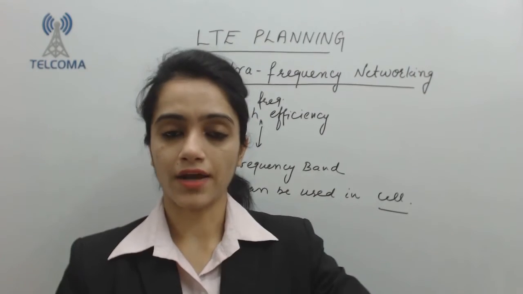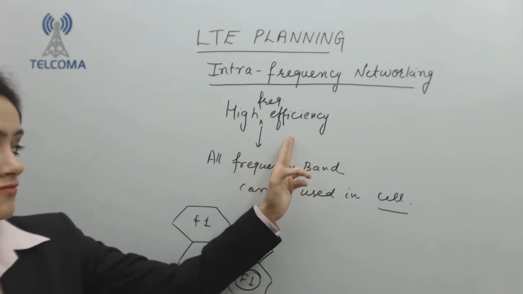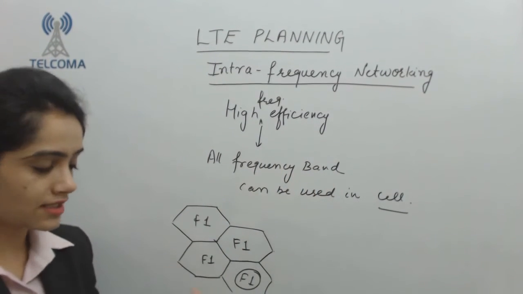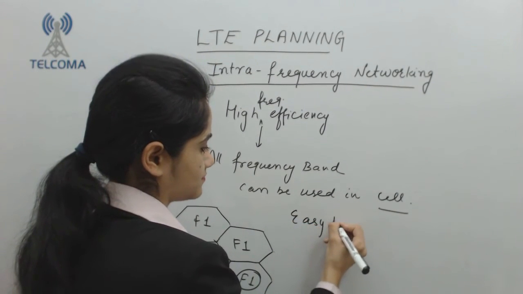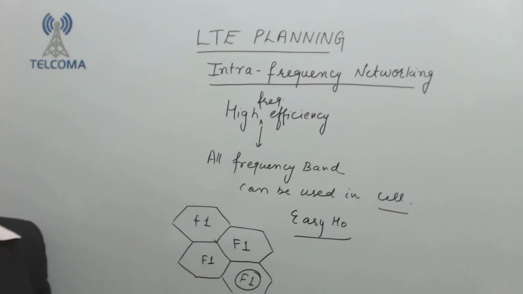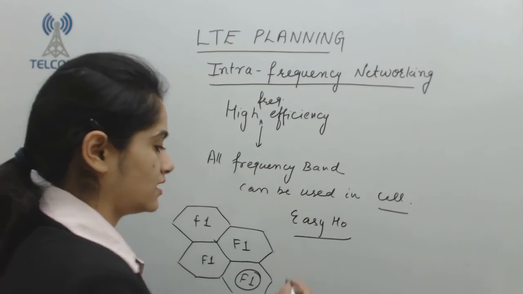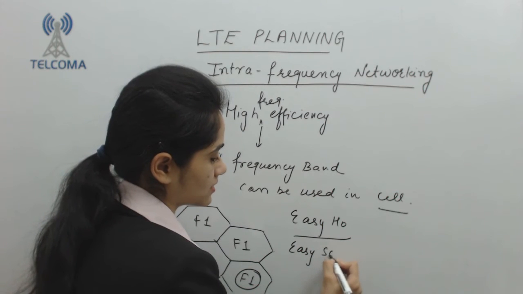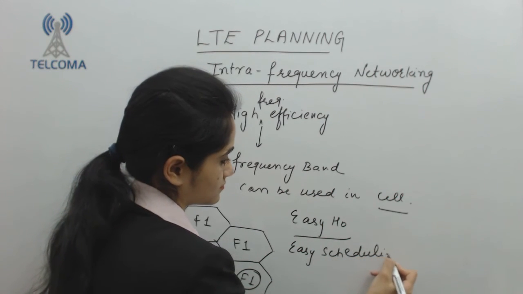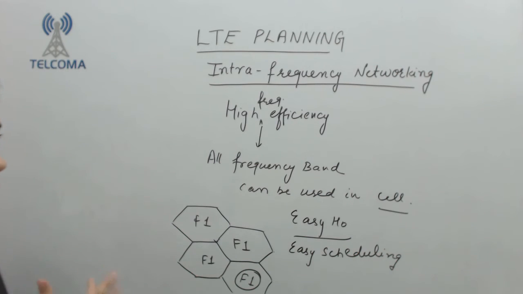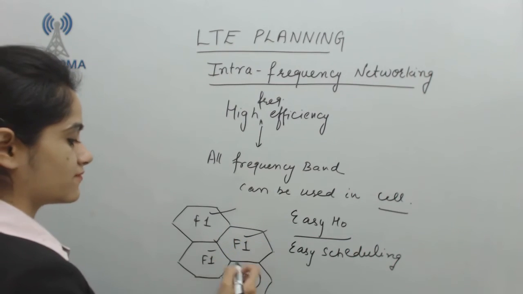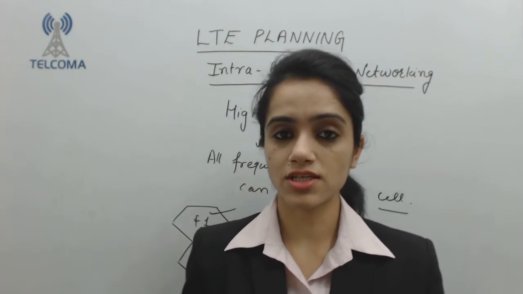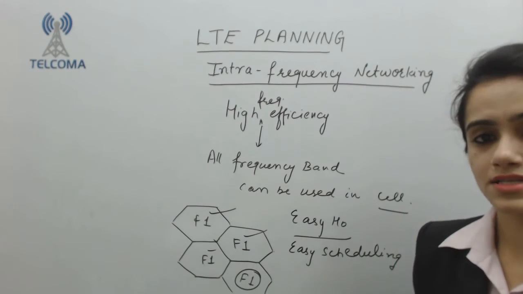So this is the advantage: if I require high frequency efficiency, I can use all bands in each cell so that I can have easy handover. If I am having the same frequency, I will get easy handover and easy scheduling. So this is the concept of intra-frequency networking, as intra means same. You are giving the entire cell the same frequency so that you have high frequency efficiency, easy handover, easy scheduling.